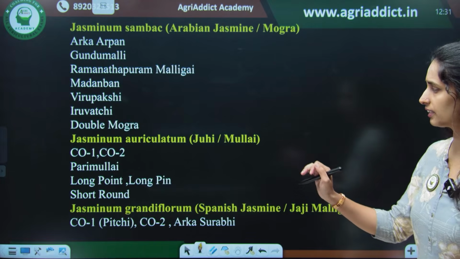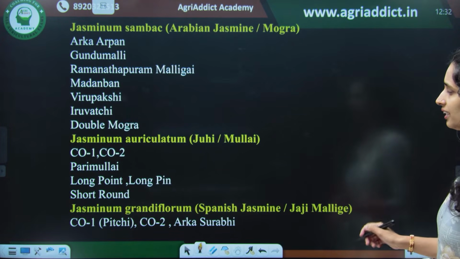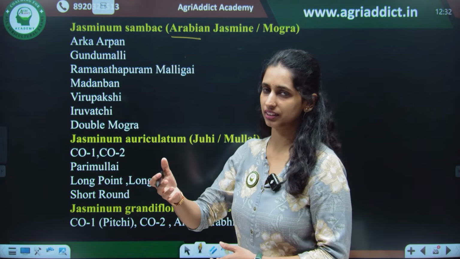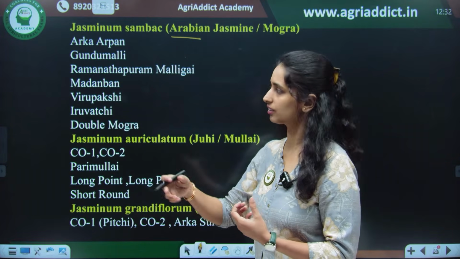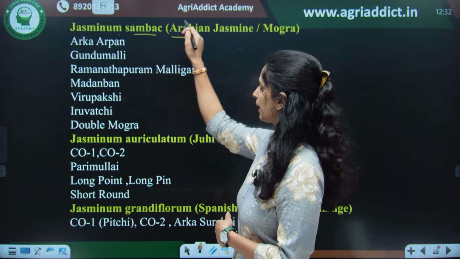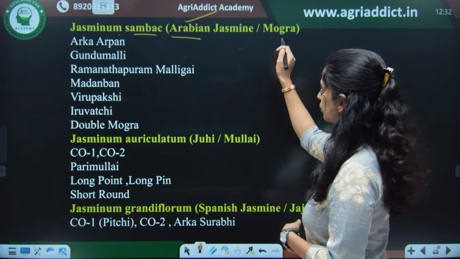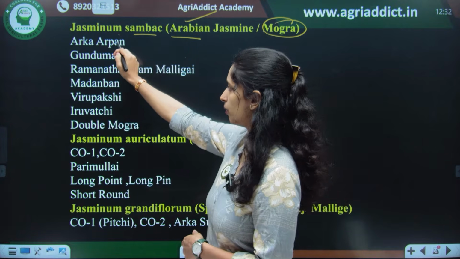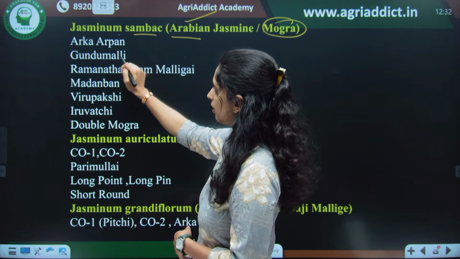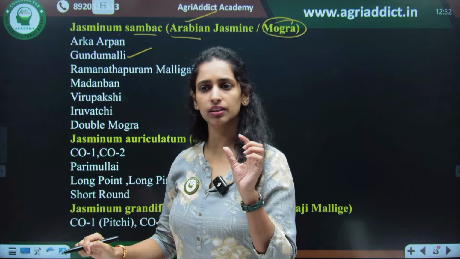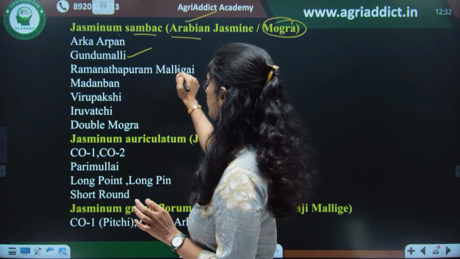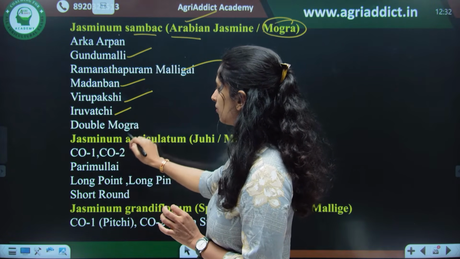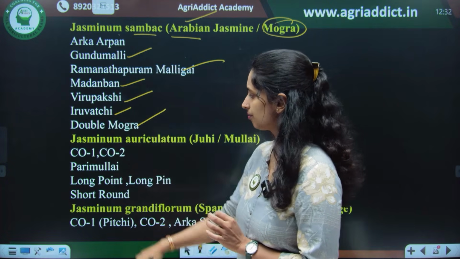So from other species like Jasminum sambac, which is called as Arabian jasmine. अरब लोगों को सांबार का पसंद था. सांबार आइटम्स मीन स्पाइसेस. So Jasminum sambac is an Arabian jasmine. इसको also called as Mogra. So in this एक थोड़ा गलत हुआ है, ये Arka Arpan नहीं है. That Gundumalli, which comes under Gundumalli, Ramanathapuram Malligai, Madanabana, Virupakshi, Iruvachai, Double Mogra. These are the correct one.